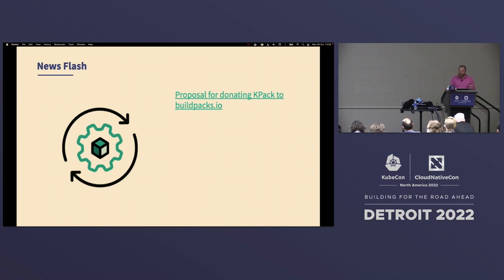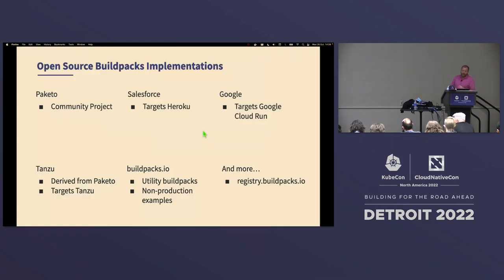So I've said that there are many platforms for buildpacks, and there are many platforms that use buildpacks to produce an output image, and there are many implementations themselves of buildpacks from multiple different vendors. Paketo is an open source and vendor neutral project that implements a set of buildpacks. The Salesforce people have Heroku buildpacks, which target the Heroku cloud or the Heroku platform. Google has a set of buildpacks that they've authored, which largely targets Google Cloud Run. And the VMware folk have a set of buildpacks, some of which are derived from the Paketo buildpacks, and they target VMware's Tanzu cloud platform.